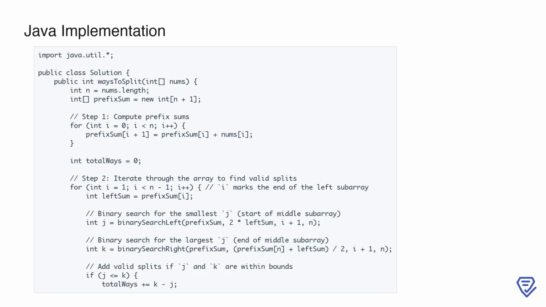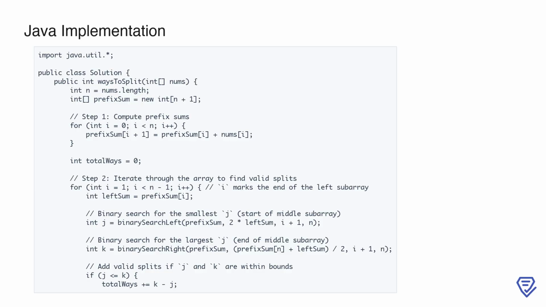After that, we initialize a variable totalWays to keep track of the number of valid splits we find. The core of the solution lies in iterating through the array using a variable i, which marks the end of the left subarray. For each position of i, we calculate the sum of the left subarray using the prefix sum array.